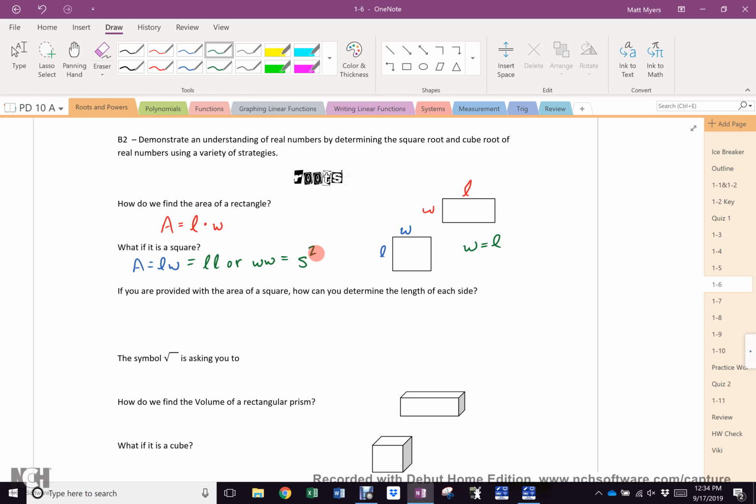That is why we call this symbol a square root. Because if we were drawing it out, it would make a square. 2 by 2, 4. 3 by 3, 9. What's the next one? 16. What's the next one? Okay, good. So, if you know the area of a square, how can you determine the length of each side? So if I tell you this area is 36, how do you know how big the side is?